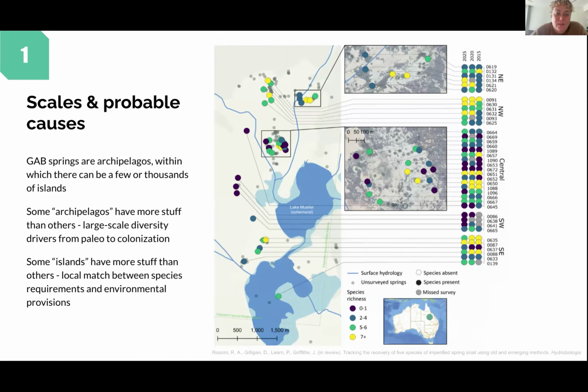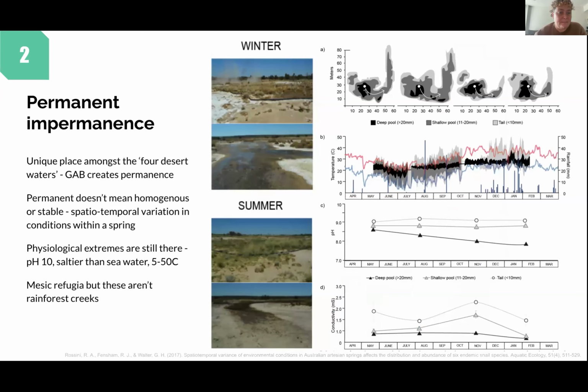This is an image of a map of Edgbaston, Biari. You can see each of the little circles is a spring, and the color of the circle is how many of the types of endemic snail that just live on that property live in each place. So you can see it's an archipelago. There's many springs in that particular location. That's a single property. And then within those, some have up to 7 species or more, and some springs have absolutely none.